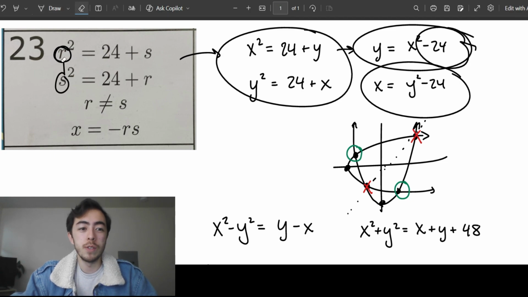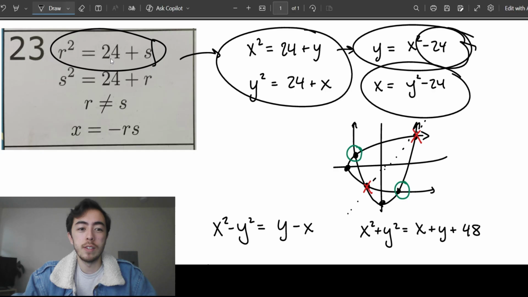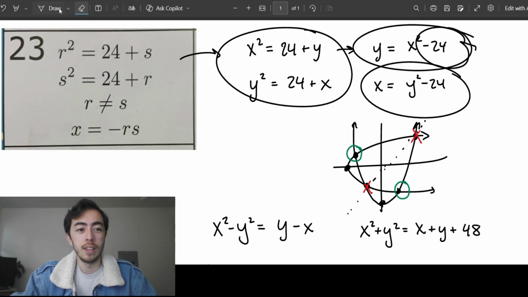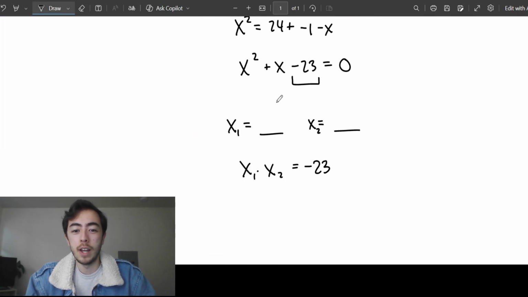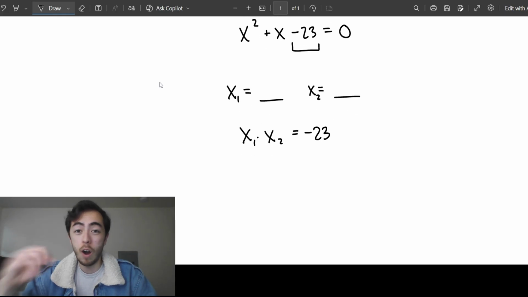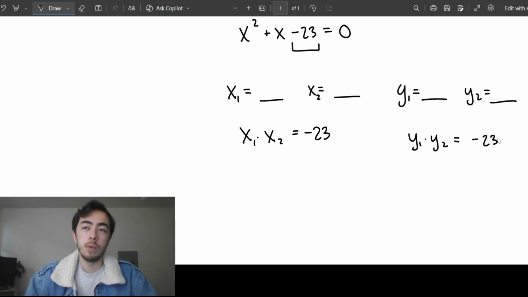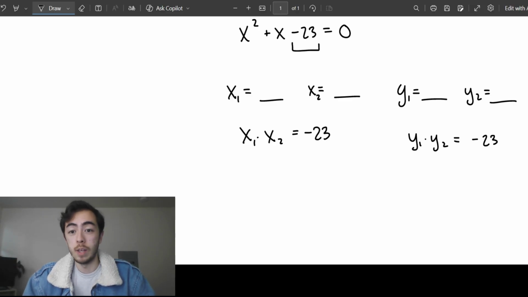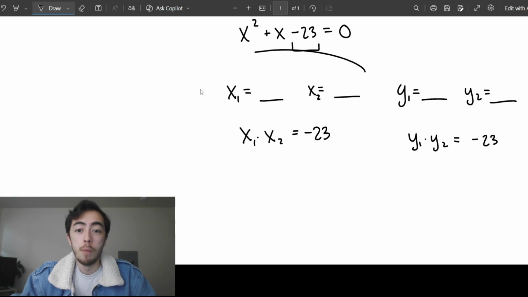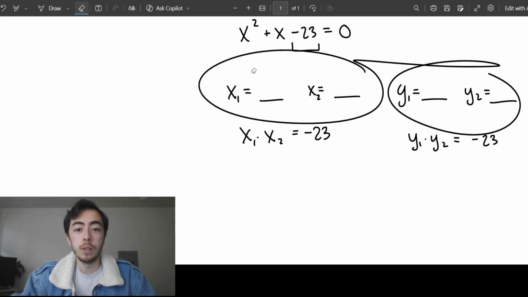I could have done those exact same steps just because the setup for both equations is exactly the same. So it's not that special that I solve for x down here. I could have done all of those steps, and I would have gotten instead y1 equals something and y2 equals something else. And those also multiply to -23. Now we do know that x and y, or technically r and s, aren't the same value. However, both of them have the exact same solution set.